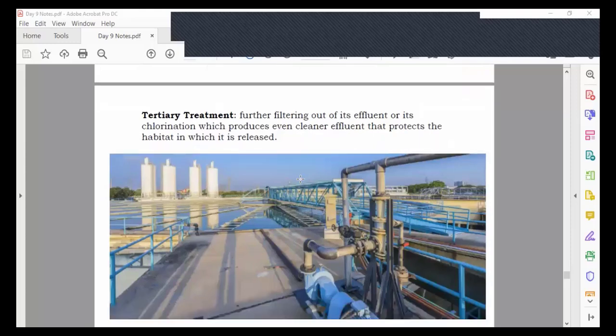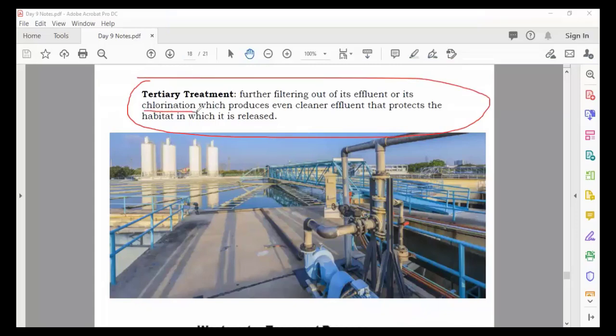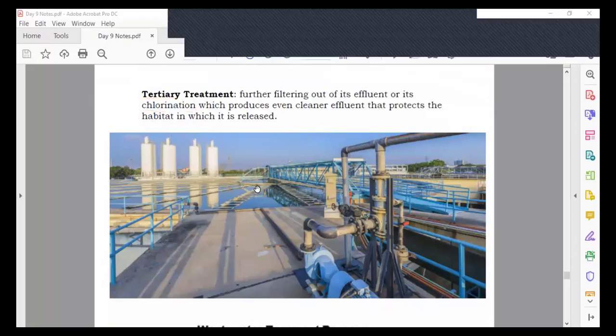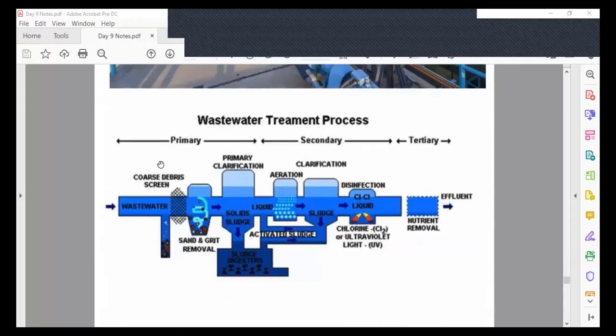After that, you have tertiary. Tertiary means third treatment. What is that treatment? You will use chlorine. You will use chlorine in the water to kill the bacteria and other germs. This process is also known as chlorination. Even in water treatment, it's also there. In drinking water treatment, chlorination is also there. So chlorine is added. By this way, they are cleaning that wastewater which is coming from the homes and the factories.